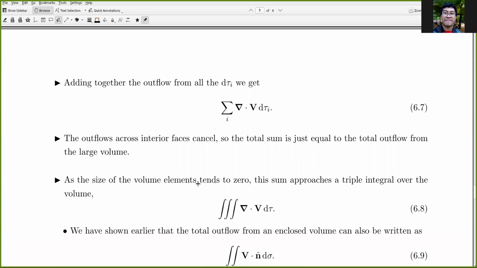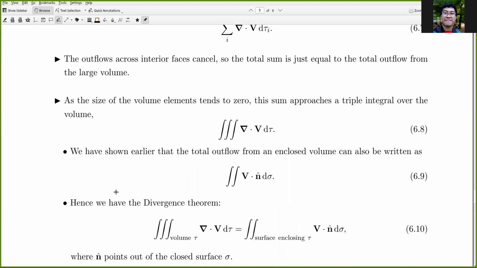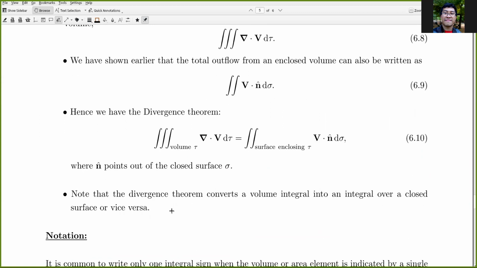And as the size of the volume elements tends to 0, the sum here approaches a triple integral over the volume. And that's the total outflow from the large volume. We have shown earlier that the total outflow from an enclosed volume can also be written as this. So these two should be the same. We have the divergence theorem.